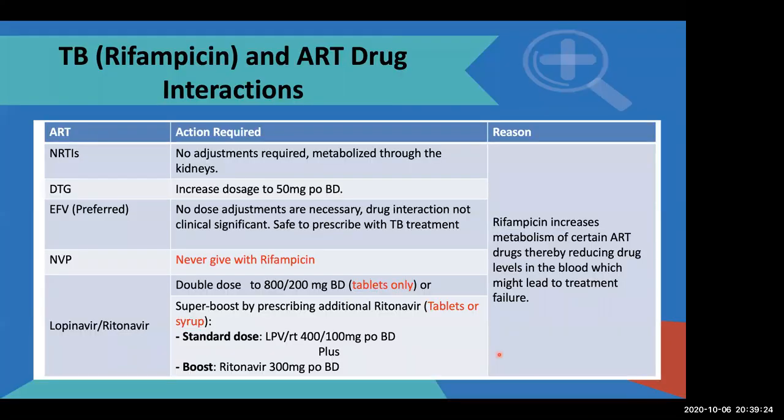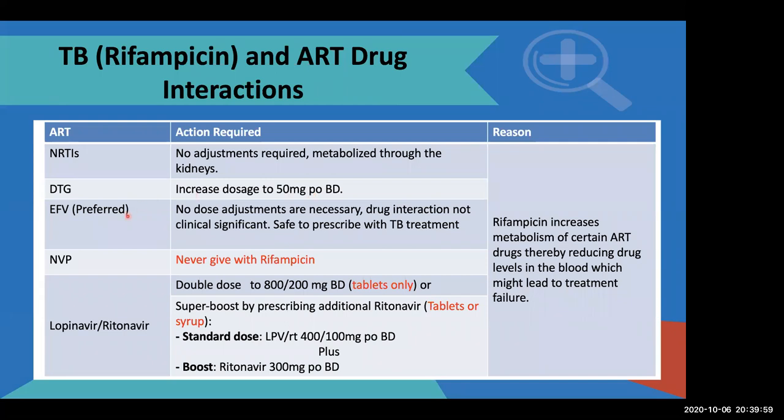Pay attention. Remember, we are dealing with principles. So pay attention to TB and ARV drugs. So your NRTIs, this is tenofovir, lamivudine, zidovudine, abacavir. They are metabolized through the renal system. So when a patient is started on a rifampicin-based TB regimen, you don't need to make any adjustments. If the patient is taking dolutegravir 50 milligrams daily, when they are on rifampicin, you need to increase the dose to 50 milligrams twice a day.